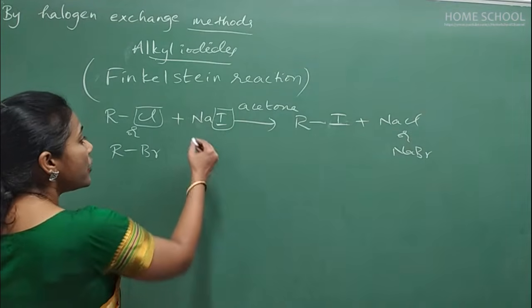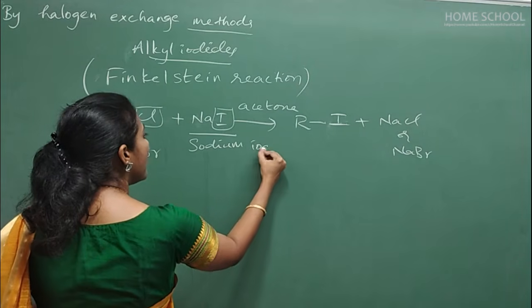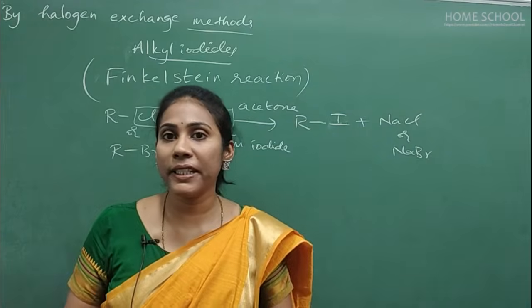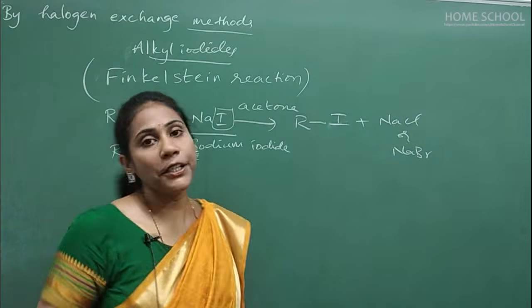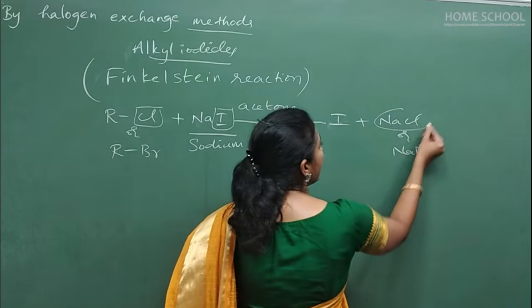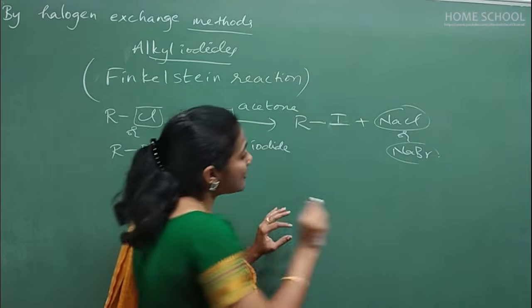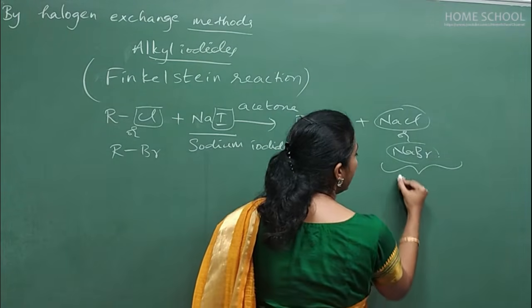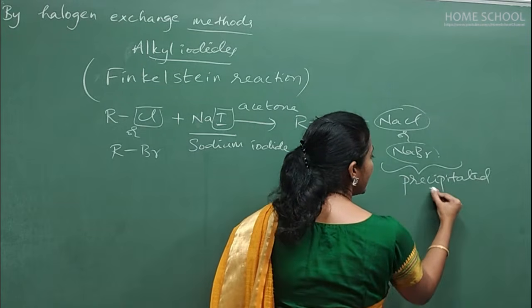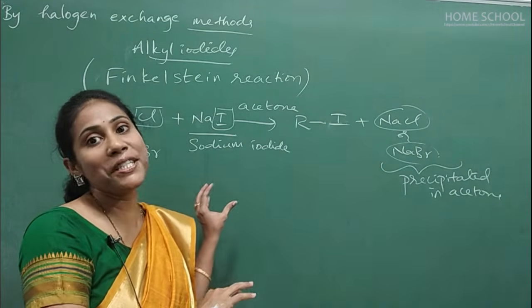Remember, the reagent that we use is sodium iodide. And now, a very important point for the competitive exams: why do we use acetone? Acetone is used because the product NaCl or NaBr that you are getting gets precipitated in acetone, so that you can avoid the reversible reaction.